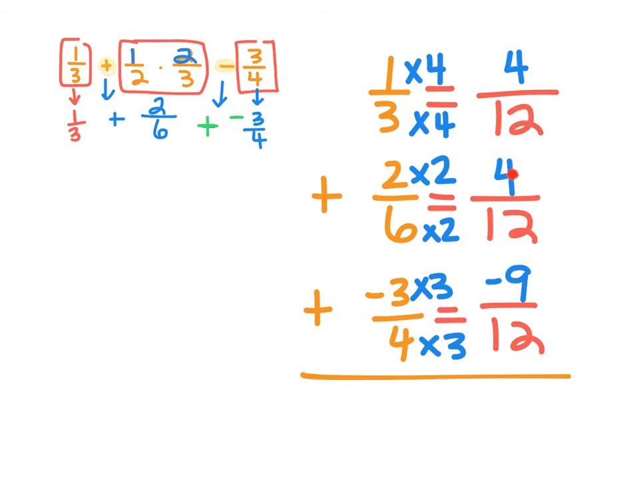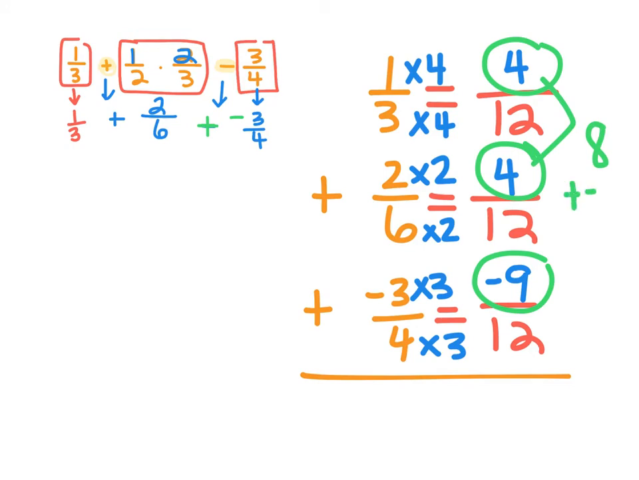All right, my next step is, now that I have a common denominator of 12, I can add all of the numerators. So I'm going to add my numerators, which are 4, 4, and negative 9. So 4 plus 4 is 8. Now I need to add negative 9 to that. Well, these are different, so I'm going to subtract. So I end up with negative 1 over, my denominator was 12. So my final answer for this one is negative 1/12.